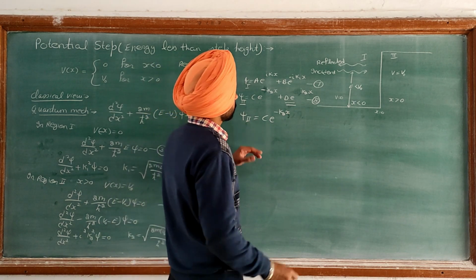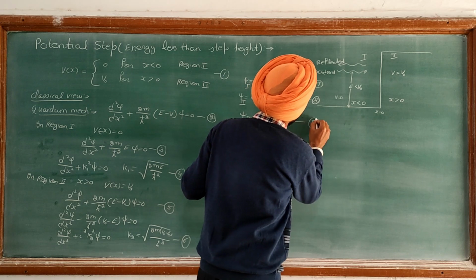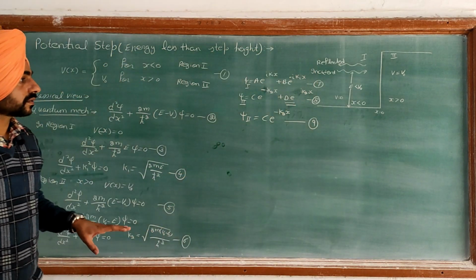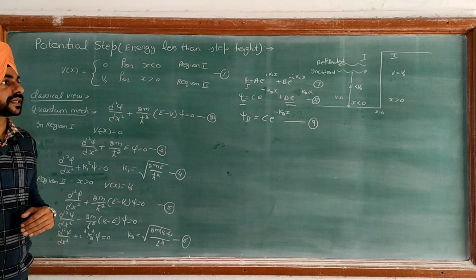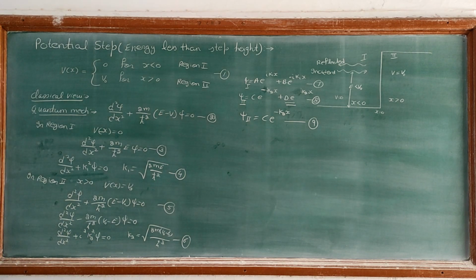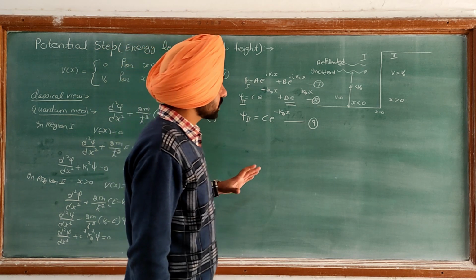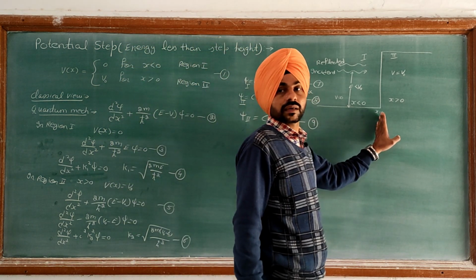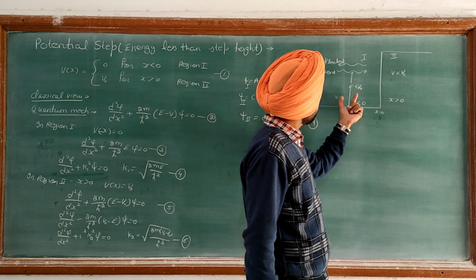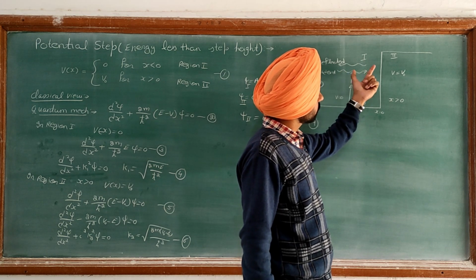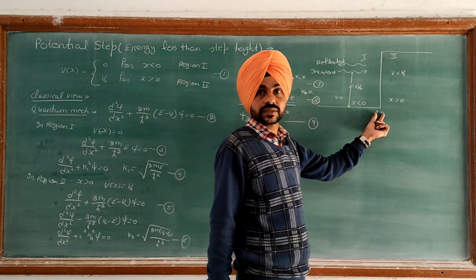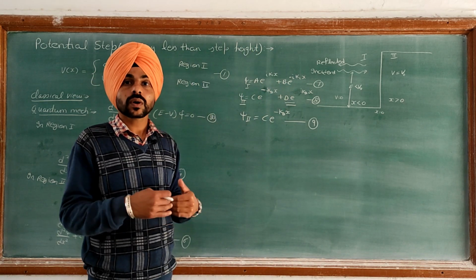That means now we have the valid or well behaved wave function for region 1 and for region 2. Now we will determine these 3 unknown constants, A, B and C, with the help of boundary conditions. So the boundary is at x equal to 0. The boundary condition means the wave function should be continuous at the boundaries. That means the wave function in region 1 is equal to the wave function in region 2 at x equal to 0.